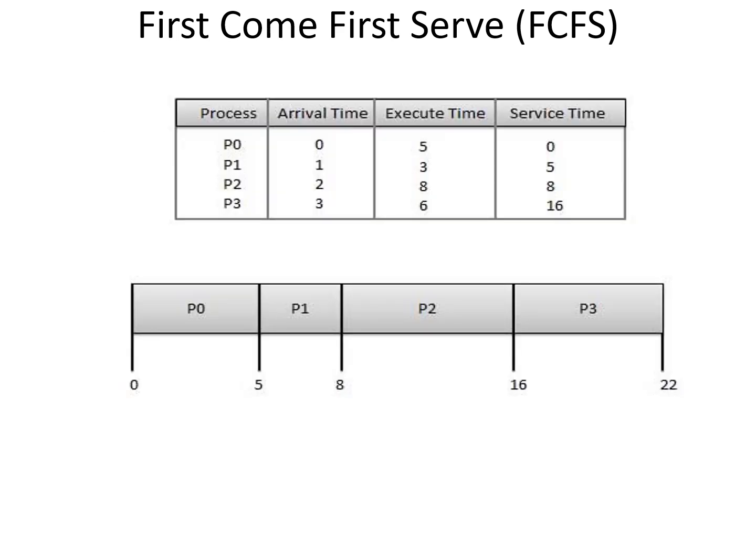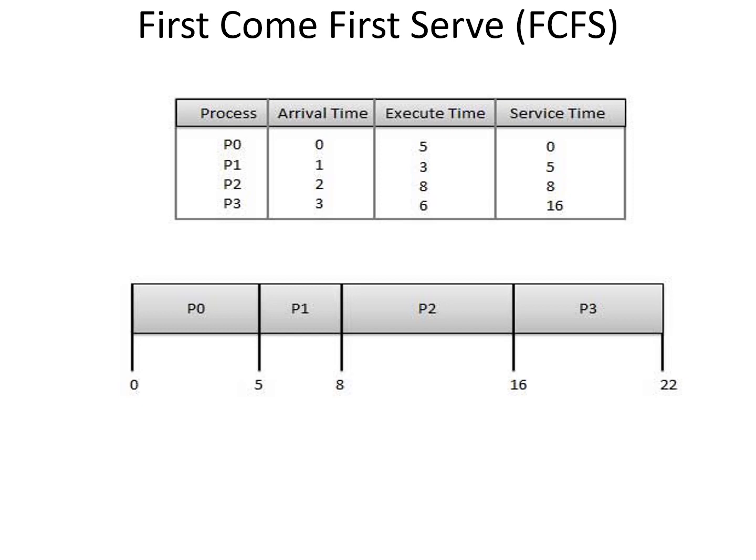Here we have an example of FCFS. They give processes P0, P1, P2, P3. Every process has an arrival time 0, 1, 2, 3, an execute time, and the service time is also given. Which process do we allow into the CPU first? We allow process P0 because its arrival time is 0. Its execute time is 5, so 0 to 5.